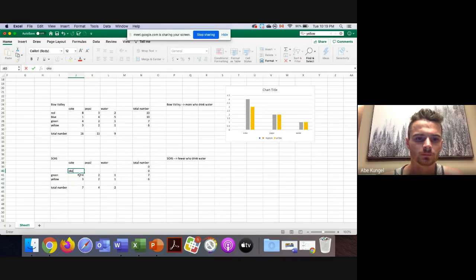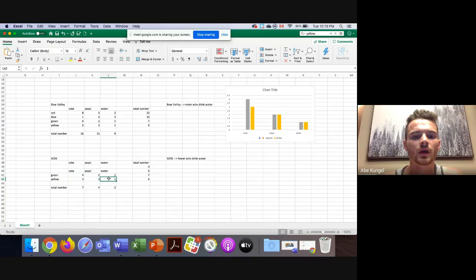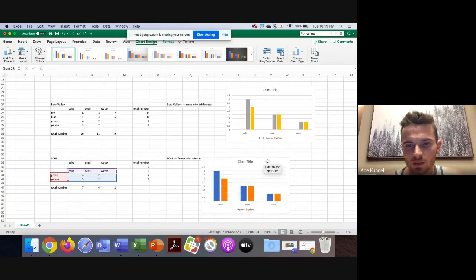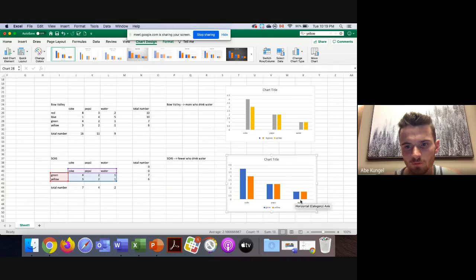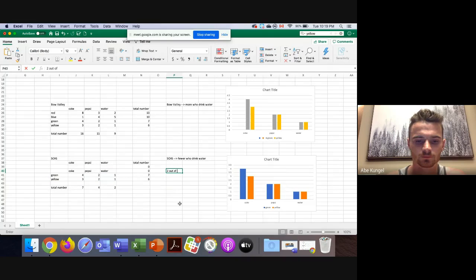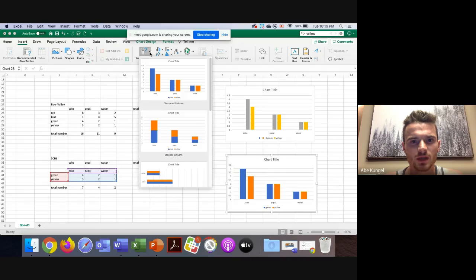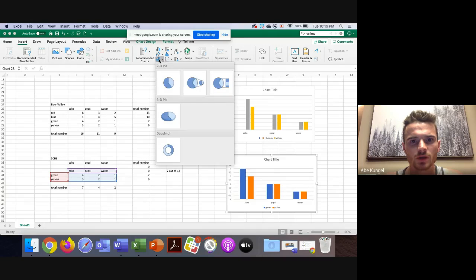If we graph just this information right here, it makes it look like very few students drink water. So there's 2 in total out of 13. That's not very many. Let me write that down. Maybe this bar graph isn't the best way to display this information. Maybe instead, I want to use a pie chart.